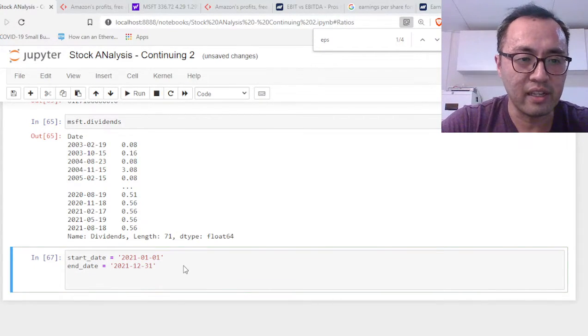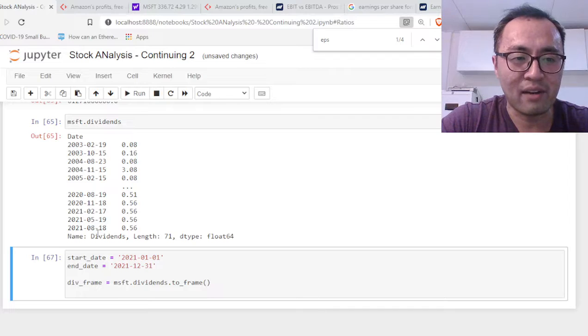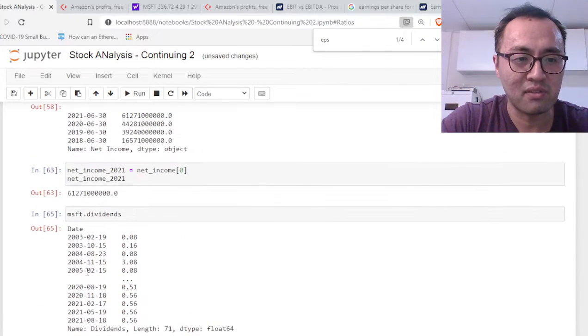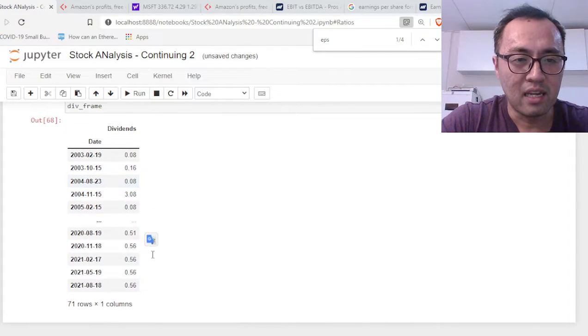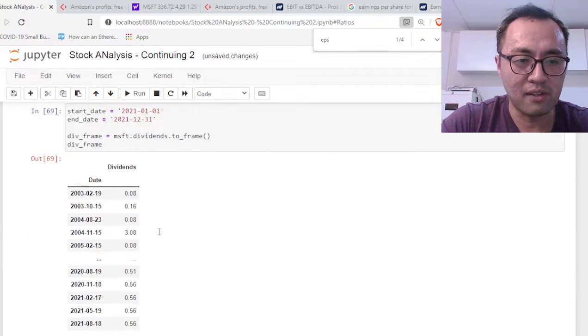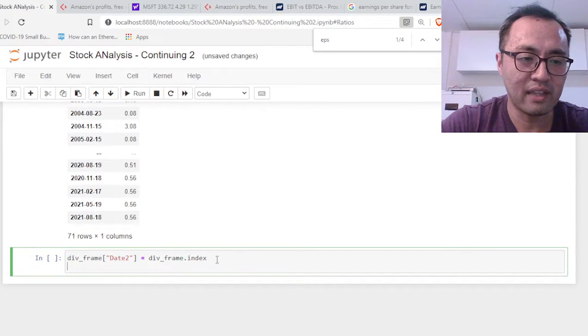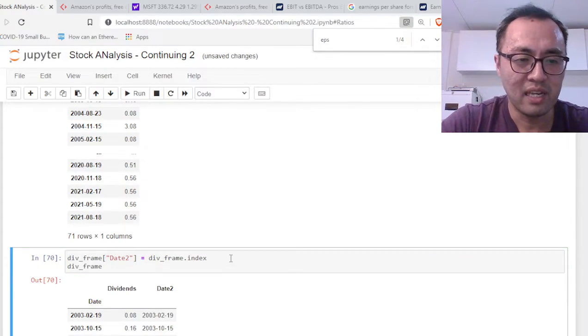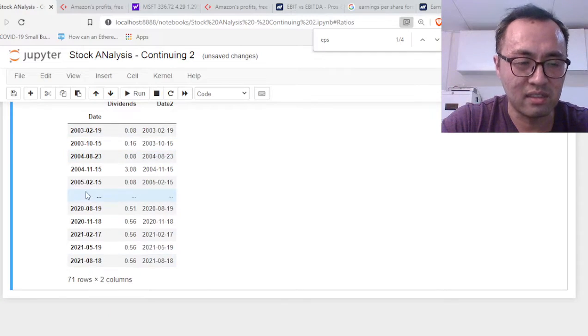The first line is we're gonna convert the dividends to a data frame. If you look at this data frame, it's the same, but instead of a series, which this is, this is a data frame. I'll explain why I'm doing this. The next thing I'm gonna do is add a column called date2 by using the dates. If you look at the data frame, I'm just adding a column date2. It's basically the same as the date column.